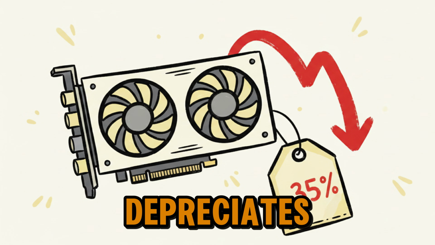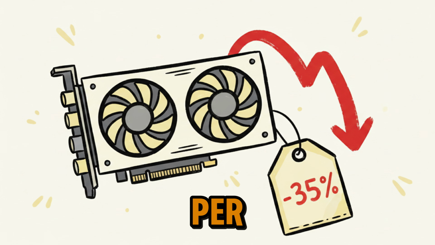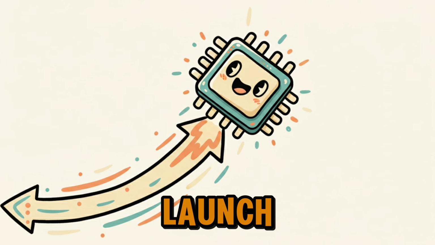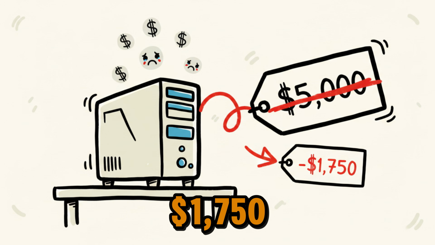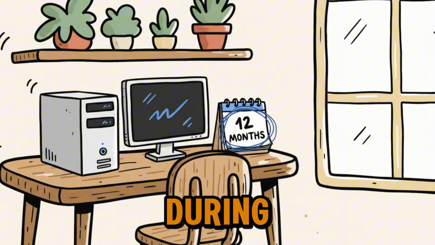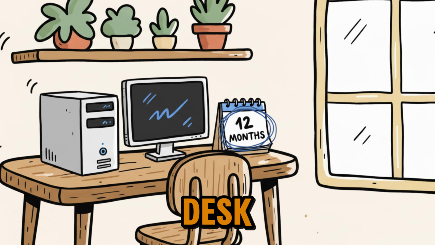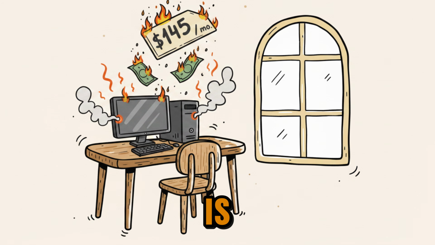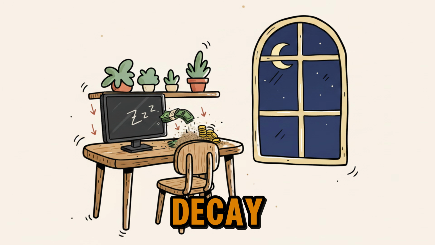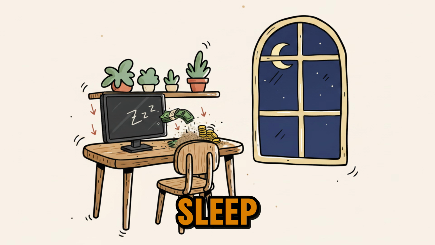consumer graphics hardware depreciates at roughly 35% per year as new architectures launch. Your $5,000 workstation loses nearly $1,750 in resale value during its first 12 months sitting on your desk. Divide that annual depreciation by 12, and your hardware is quietly burning $145 a month in pure capital decay while sitting completely idle while you sleep.